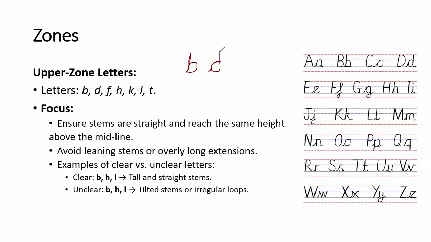Okay, D, then straight line out to the upper zone and retrace and end. Okay, H. This is H. You can write H in this fashion also, with a loop. This is also okay.